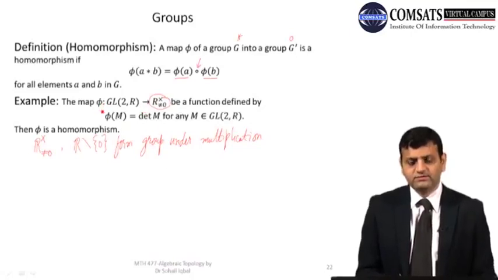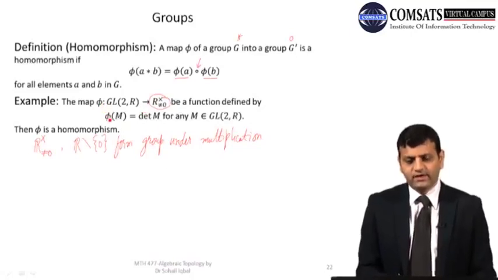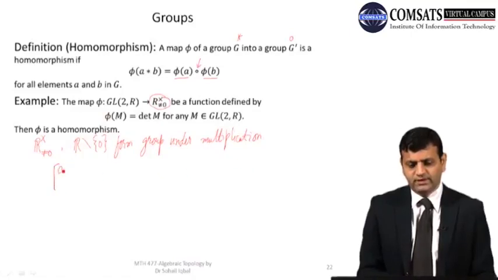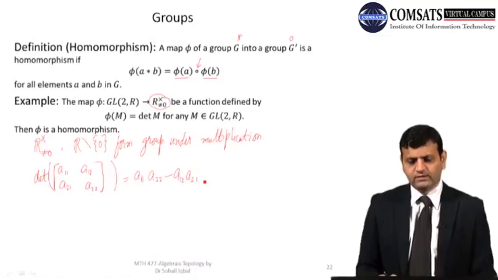So let's consider this function phi. So phi of m is equal to determinant of m. Of course we can calculate determinants of 2 cross 2 matrices. So if I have a matrix a1 1, a1 2, a2 1, a2 2, then I can calculate its determinant. So determinant of this matrix is a1 1 a2 2 minus a1 2 a2 1.